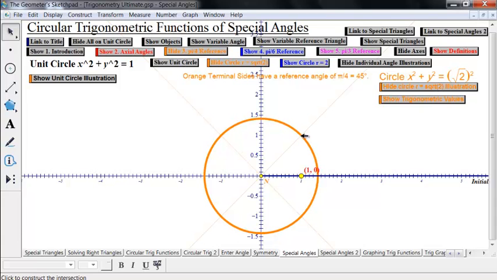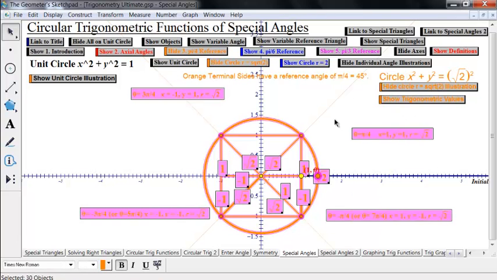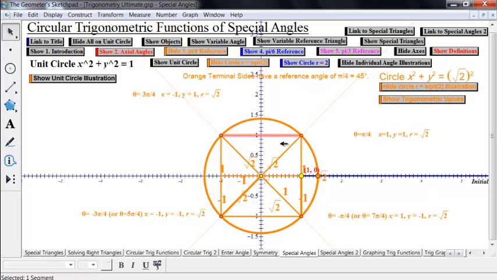Now what we're interested in are these 4 points where the 4 different potential terminal sides meet the circle. So what we want to do is find those points.